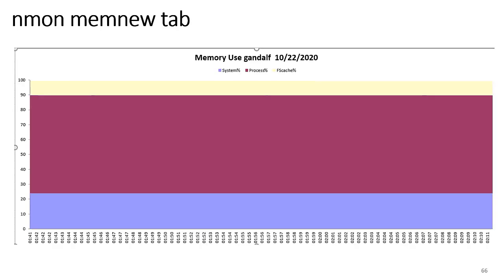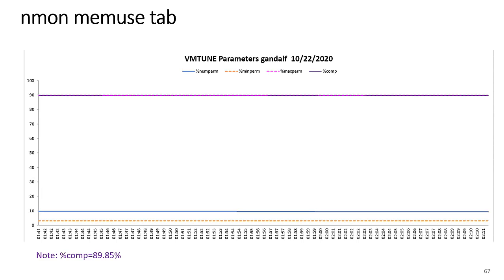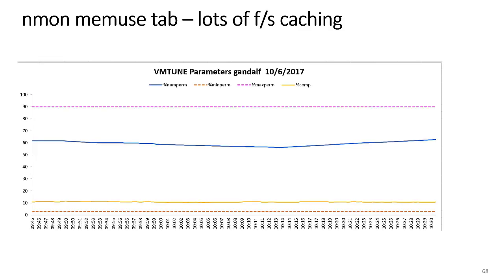You could see this in the nmon analyzer in the memnew tab. The red here is my processor, so it's about 65% or something of memory that is being used by CPU. In this particular case here, you can see the purple line is my percent computational, and it's right on 89.85%. So this system really does need some more memory. And this is just an example with a lot of file system caching. So you can see here this one's doing a lot of I/O, and its computational is a bit lower.